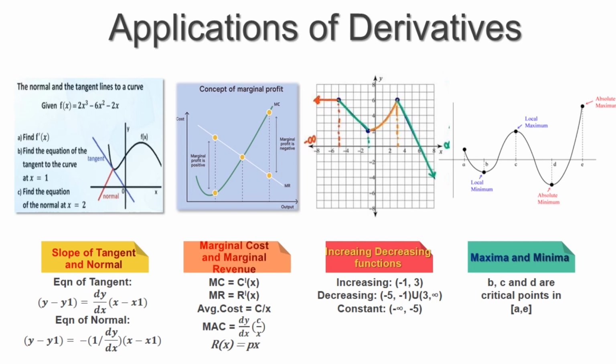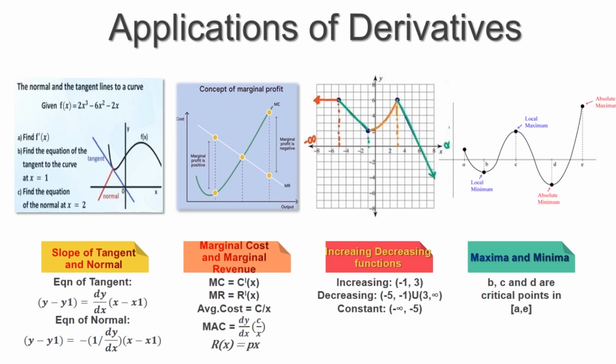Next, marginal cost and marginal revenue. It is an important application, especially for commerce students. You must know about that. When you derive the cost function, you will get the marginal cost. When you derive the revenue function, you will get the marginal revenue. In this, you should remember the average cost also. Average cost is nothing but the cost function divided by the quantity. So marginal average cost is the derivative of the average cost function. Revenue function is price into quantity.